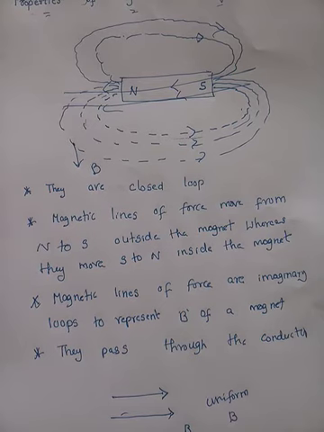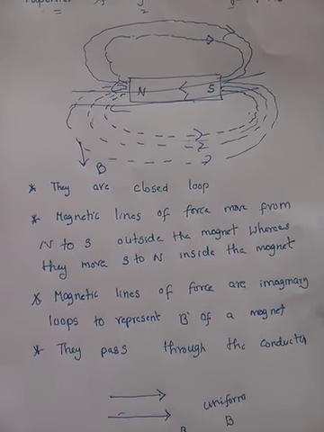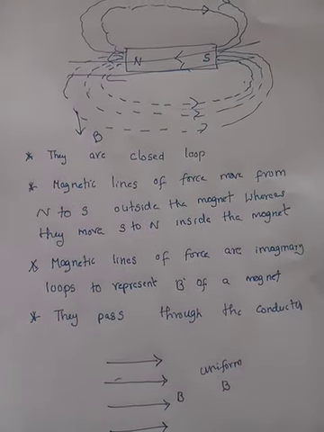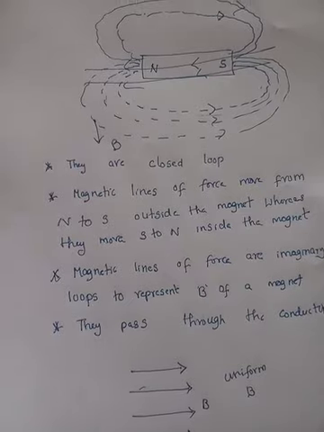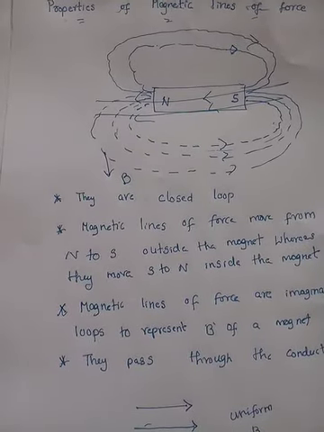And if the lines of force are more, it is a strong magnetic field. If the lines of force are less, it is a weak magnetic field. If the lines of force are straight, parallel and equally spaced, it represents what? A uniform magnetic field. So, these are the properties of magnetic lines of force.